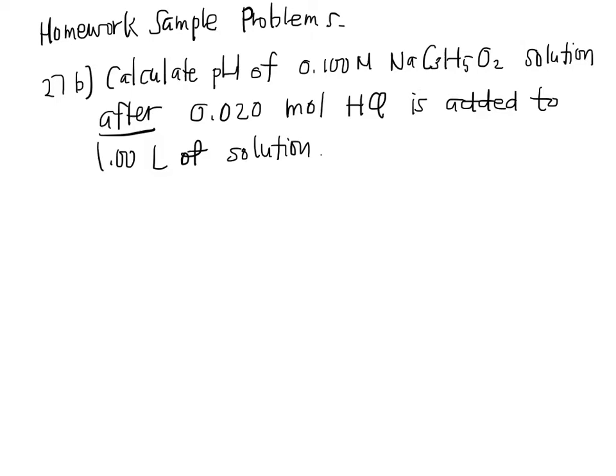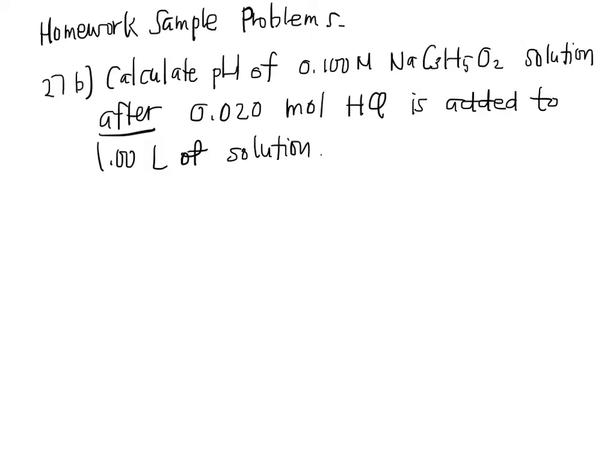So we're going to start with 27B. It says to calculate the pH of a 0.1 molar sodium propanoate solution after 0.020 moles of HCl is added to a 1 liter solution. So we need to think of this as a buffer solution that has both your sodium propanoate as your base and your HCl as your acid.